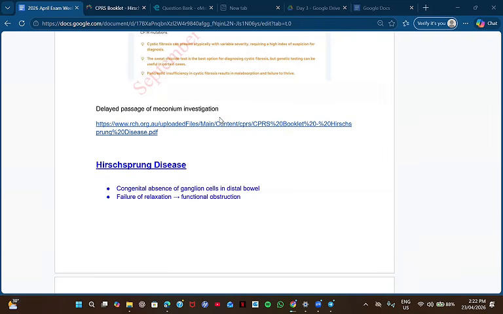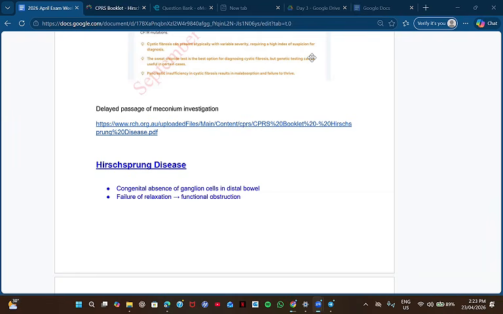The causes can be intestinal obstruction, and there can be functional disorders or motility disorders, neuromuscular disorders. So what are the intestinal obstruction disorders? Like Hirschsprung disease. Then there can be intestinal atresia, malrotation, those things. But usually the very common one is Hirschsprung disease.